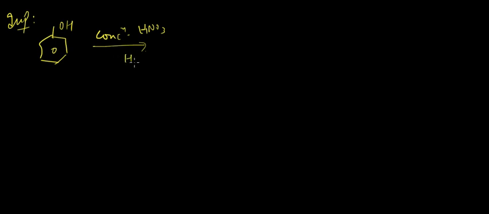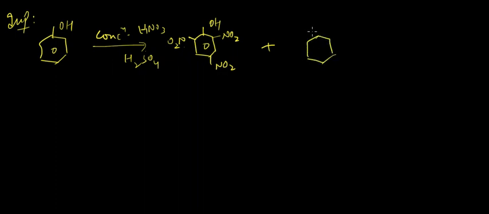So one of the important examples here is we have a phenol, and if we want to nitrate it, we use concentrated HNO3 and H2SO4. So it will yield something like this with NO2 attached on all the ortho and para positions of phenol. Okay, but an interesting thing to note here is we would also be getting something like this.